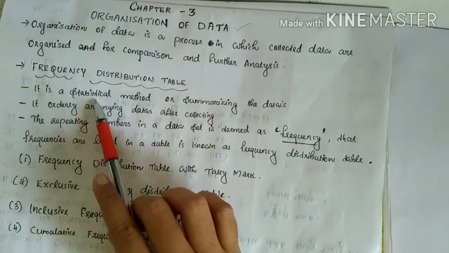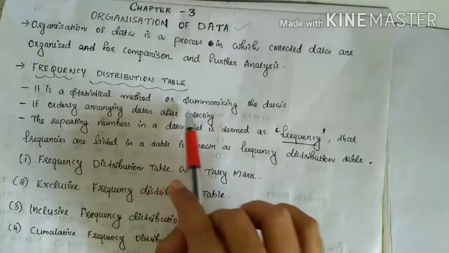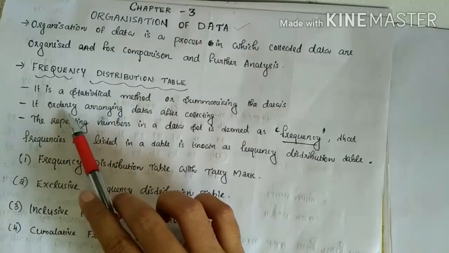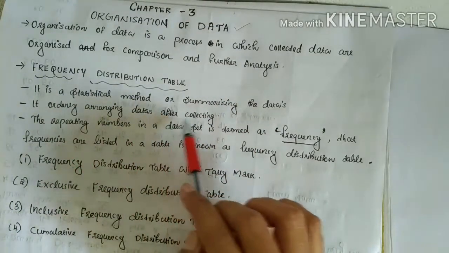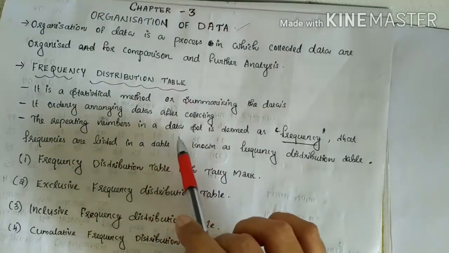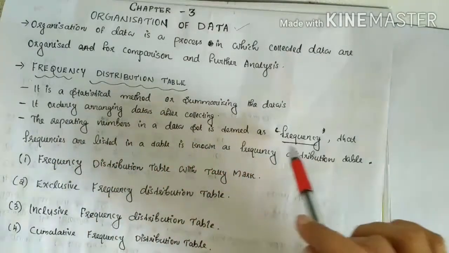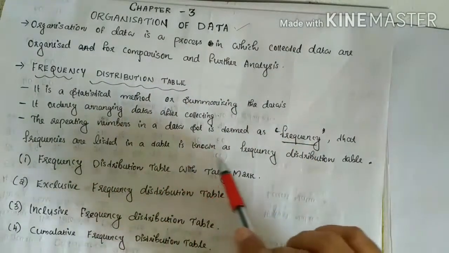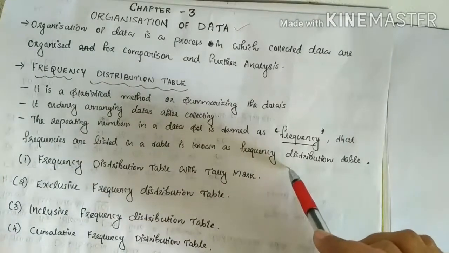Frequency distribution table is a statistical method of summarizing the data. It is orderly arranging data after collecting. The repeating numbers in a data set is termed as frequency. When those frequencies are listed in a table, it is known as a frequency distribution table.